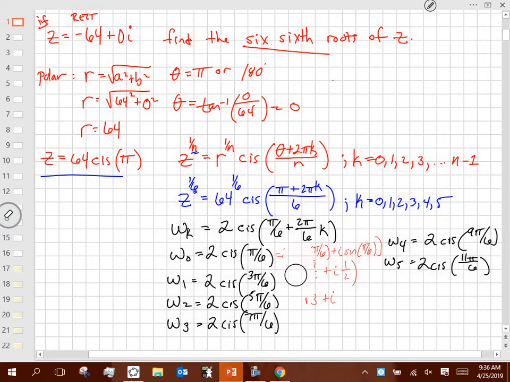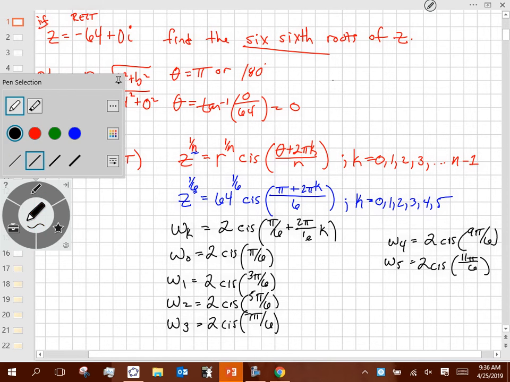Okay? So this first w sub 0 is equal to radical 3 plus i. What does that mean? That means if I took radical 3 plus i and multiplied it by itself 6 times, so radical 3 plus i times radical 3 plus i times radical 3 plus i times radical 3 plus i times radical 3 plus i times radical 3 plus i, I FOIL all that out. It's going to condense down to negative 64. Okay.